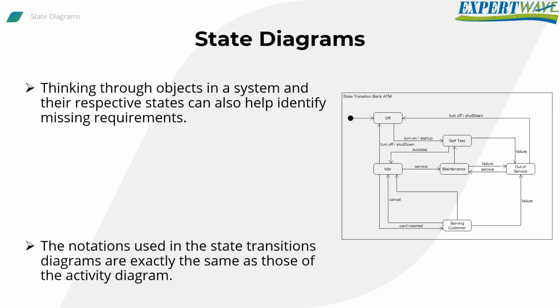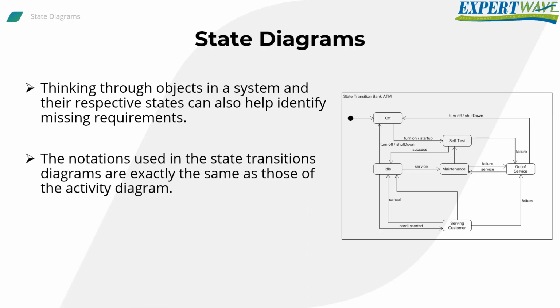The good news is that the notations used in the state transition diagrams are exactly the same as those of the activity diagram. Instead of actions, state transition diagrams consist of states. The arrows tell us the transition or event that would make the object under consideration change states.